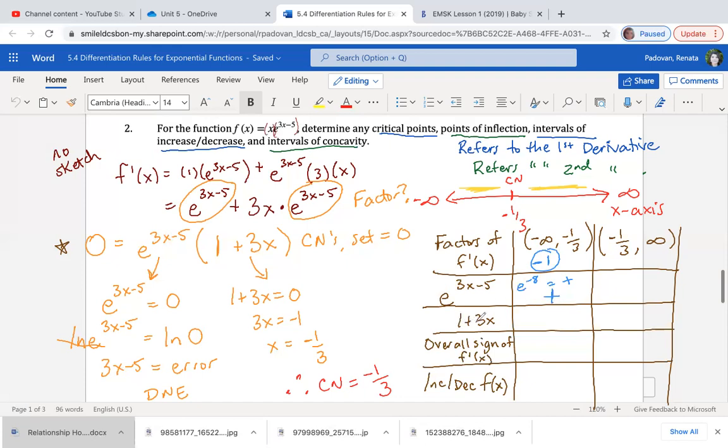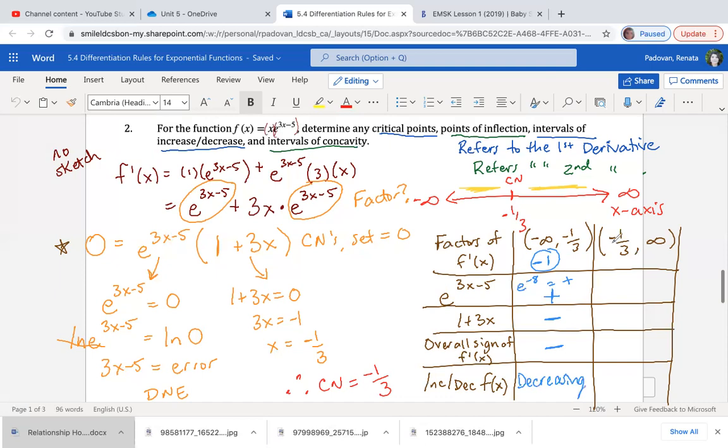And then here, 1 plus 3 times negative 1, 1 minus 3 is going to be negative, right? So my overall sign, multiplying these two together, is negative. So then I am decreasing over the original function. The overall function is decreasing along that interval.